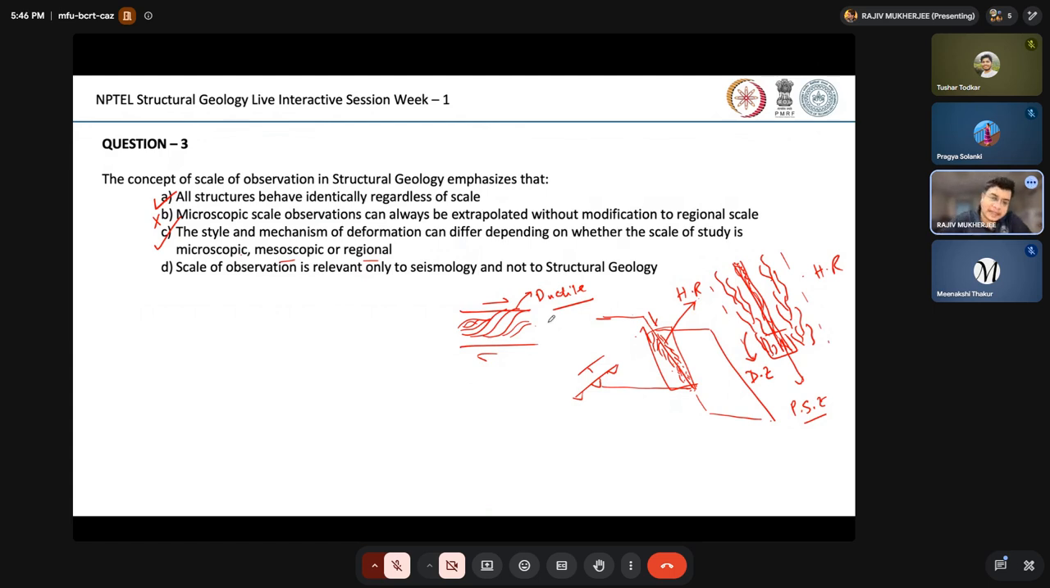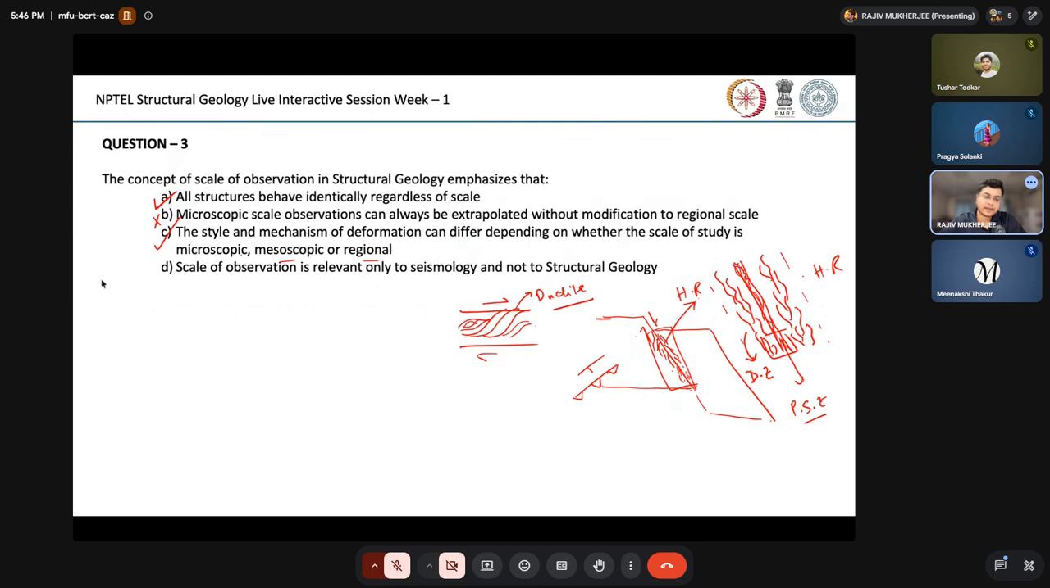So in a regional scale map, you will say it is a brittle deformation. Even in the field, you will say it is a majorly brittle deformation. But under the microscope, the same rock, being part of the same structure that you have seen in the field, is telling you another story. It is telling you that it is not purely brittle deformation. There are some signatures of ductility as well. So both style and mechanism can differ depending on whether the scale of study is microscopic, mesoscopic, or regional.